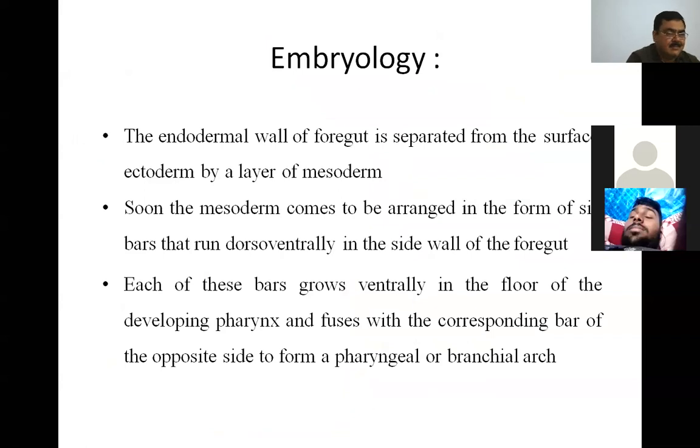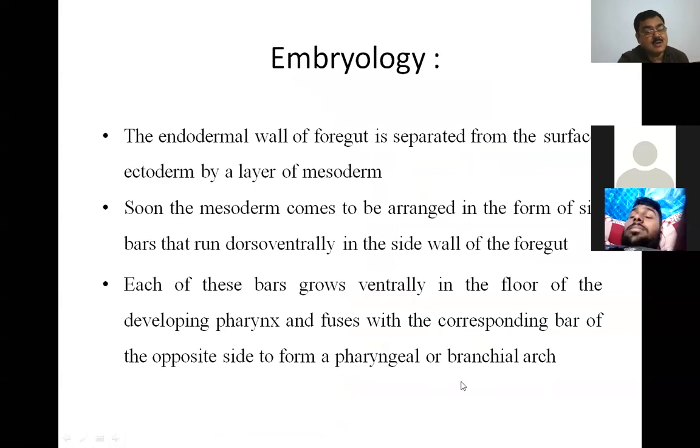If you see the developmental aspect of the submandibular gland, the endodermal wall of the foregut is separated from the surface ectoderm by a layer of mesoderm. That means 3 layers: ectoderm, endoderm, mesoderm. Soon the mesoderm comes to arrange in the form of 6 bars that run dorsoventrally in the side of the foregut. Each of these bars goes ventrally in the floor of the developing pharynx and fuses with the corresponding bar of the opposite side to form pharyngeal arches.